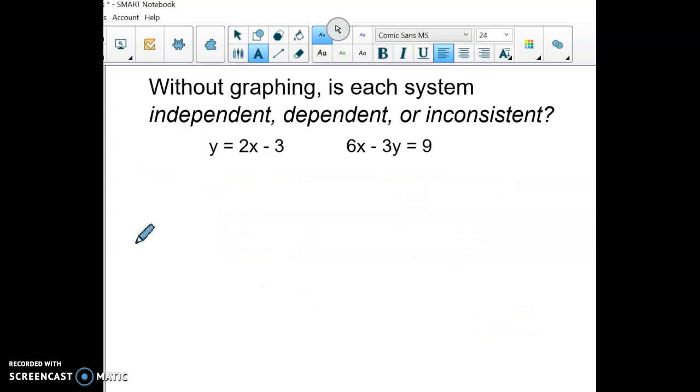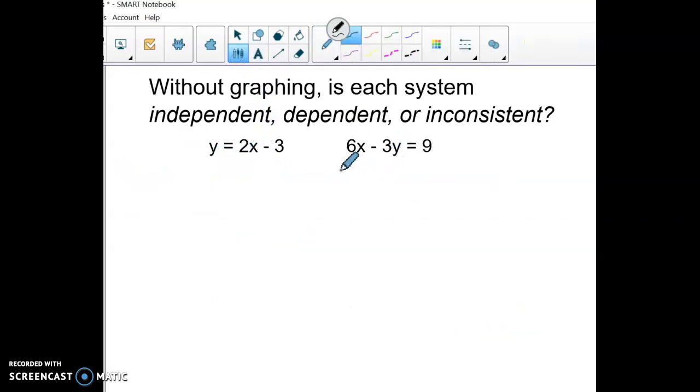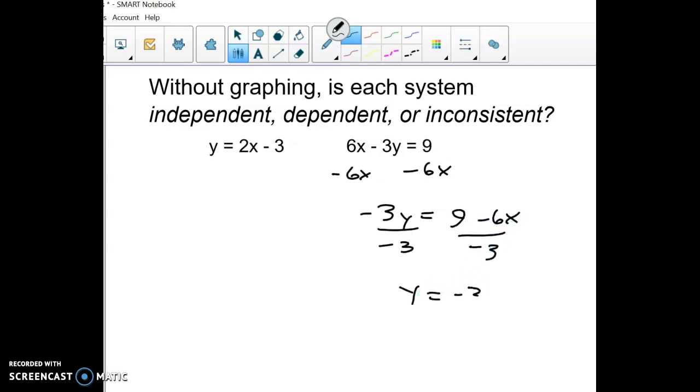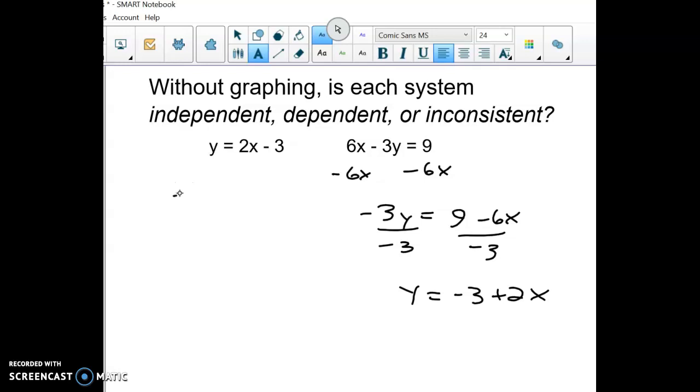All right, last example for you quick. One of them's already in y equals, so just get the other one and see what happens. Okay, so we're going to minus 6x. Oops, 9 minus 6x. Divide by negative 3. So we have y equals negative 3 plus 2x. Okay, so these are really the same equation, so it's going to be infinite solutions.